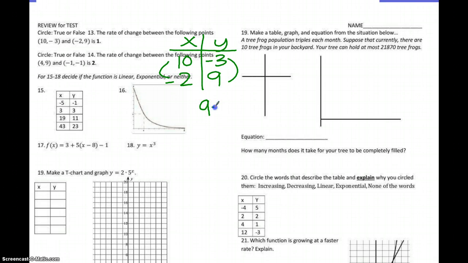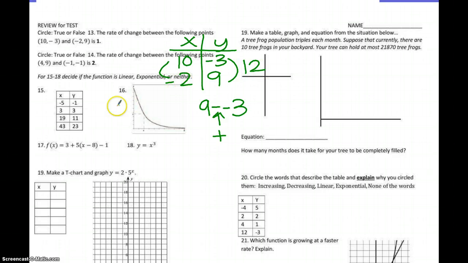Backside on here, we've got circle whether it's true or false. The rate of change between the following points, (10, -3) and (-2, 9), is 1. So here we're going to make a table. We're going to find the rate of change. Find the slope. So bottom minus top. If I do 9, take away a -3, notice that that's the same as adding. So 9 plus 3 is 12.